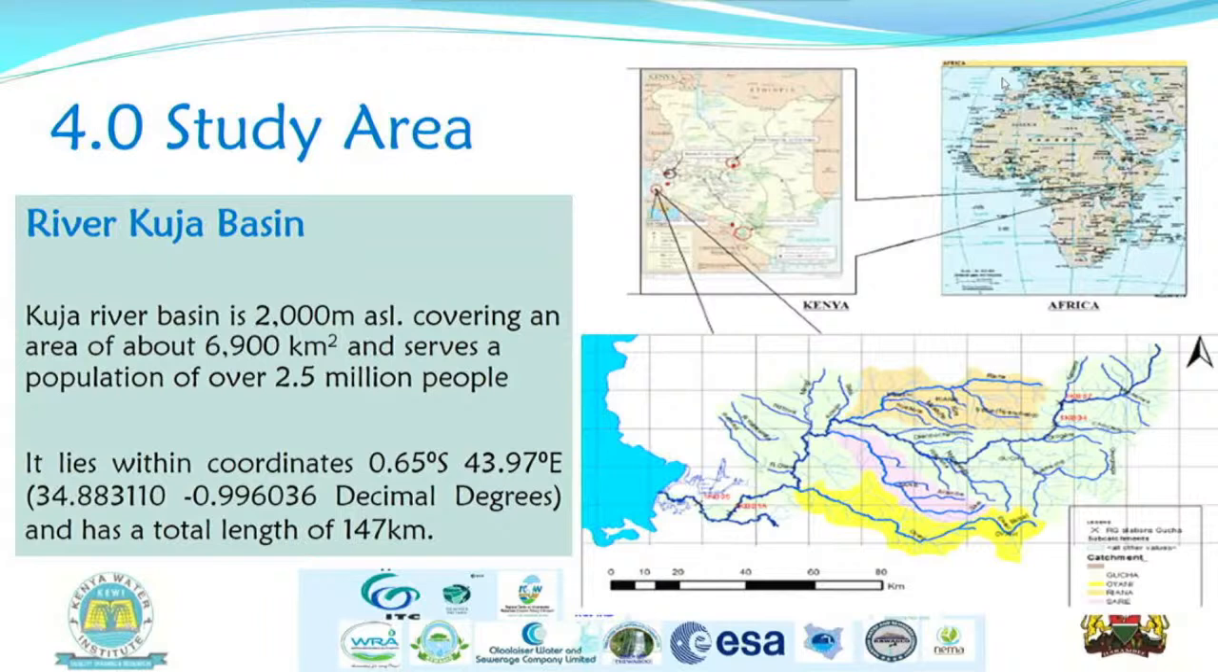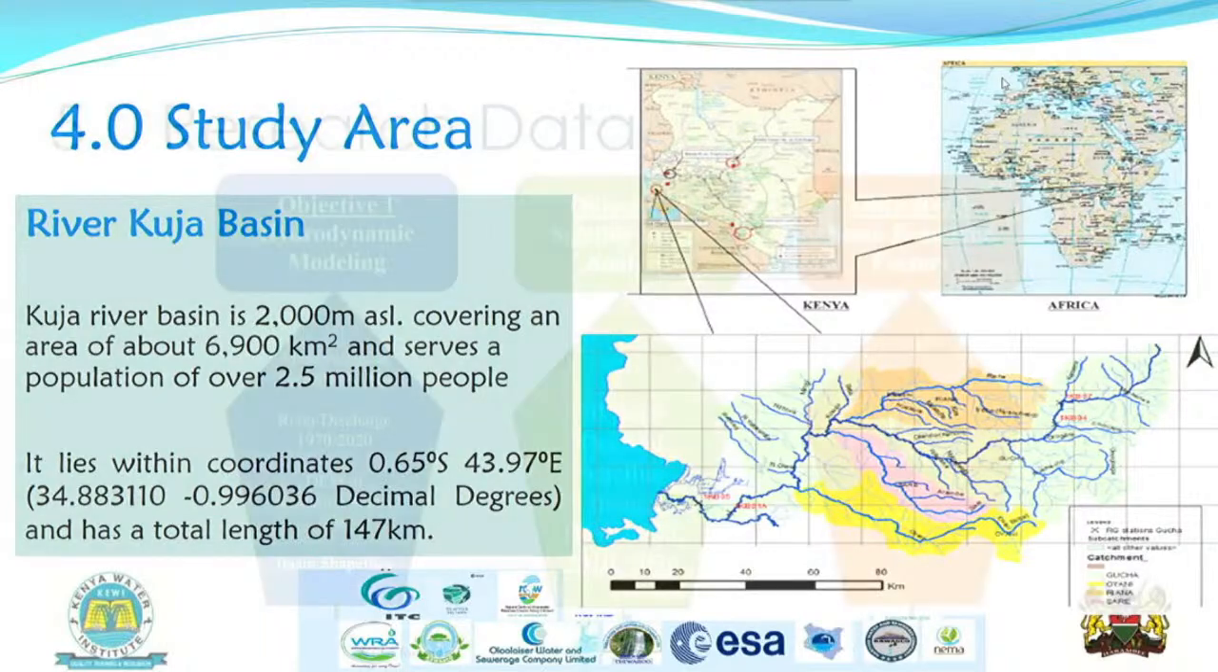So this is the study area. River Kuja is stretching all the way from Nyamira County. That's where it starts and passes through Kisii County into Migori County and partly Homa Bay County. And you can see the map. The area is about 6,900 square kilometers with a population of about 2.5 million people.